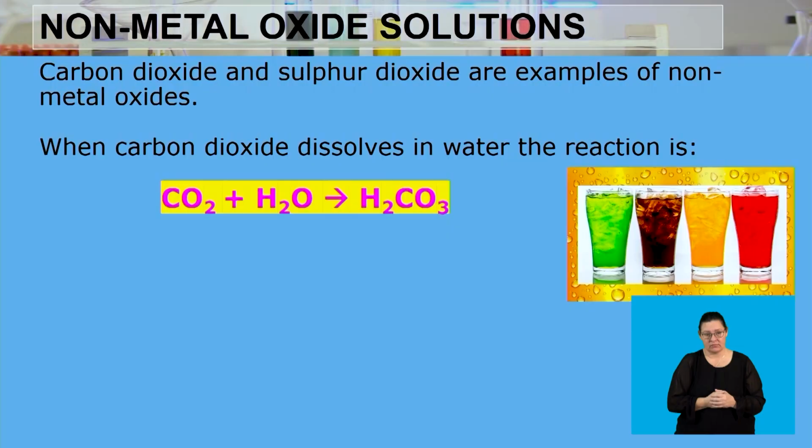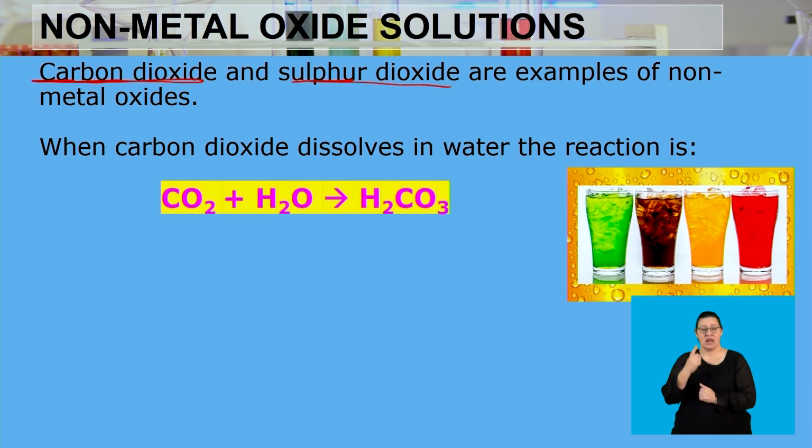As an example, carbon dioxide and sulfur dioxide are examples of non-metal oxides that you're going to be looking at. The carbon is the non-metal, and the sulfur is the non-metal. When carbon reacts with oxygen, this forms our carbon dioxide, our non-metal oxide. When sulfur reacts with oxygen, we form our sulfur dioxide.